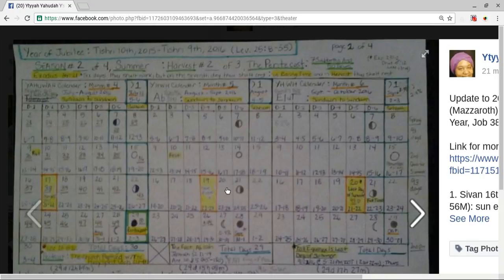Okay. So in the month of Abib, we started a new month for the sun. So the first day of the sixth month of the sun fell on Abib, the 20th day. And it would end on Elul, the 20th day.